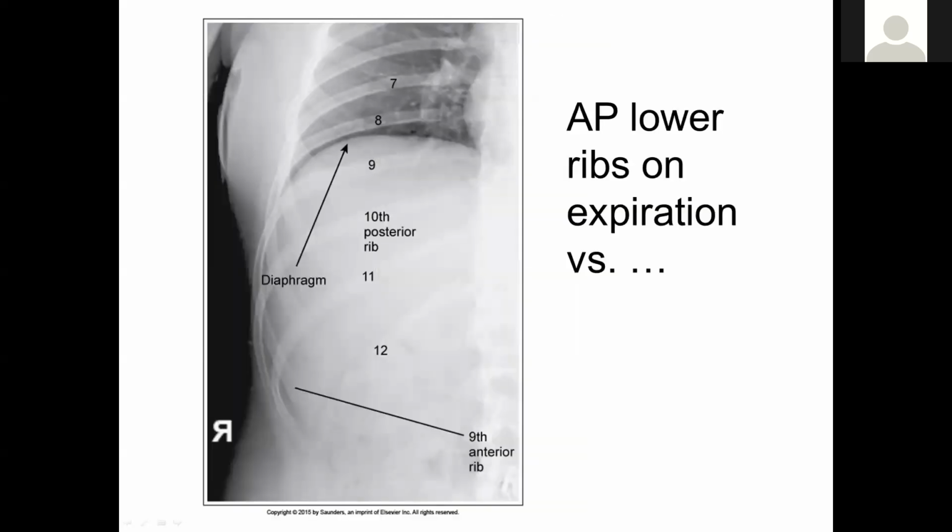Finally, we have AP lower ribs. The lower ribs do not come around all the way to the front of the torso, so they are always done AP. You want to get those ribs closer to the image receptor. Also very important that you expose this projection on full expiration. We want to elevate the diaphragm and see the ribs against the backdrop of the abdomen rather than the air in the lungs.